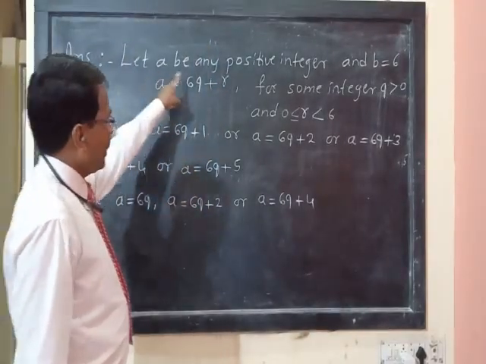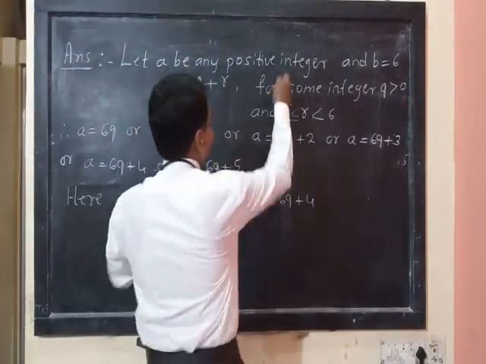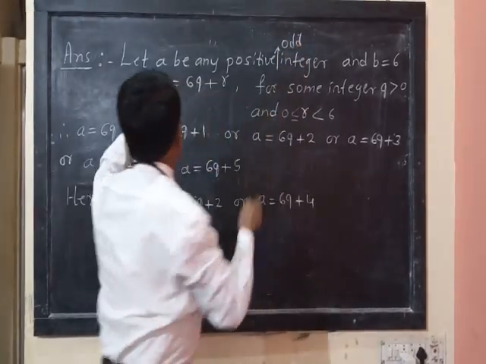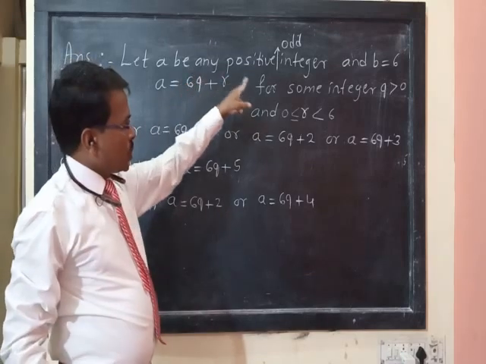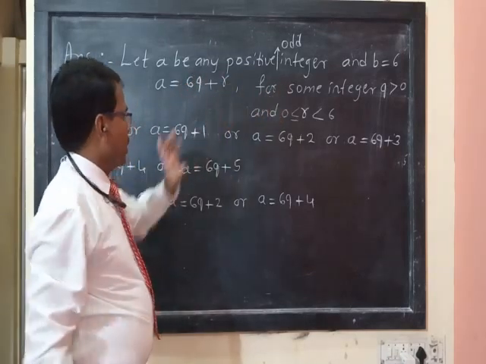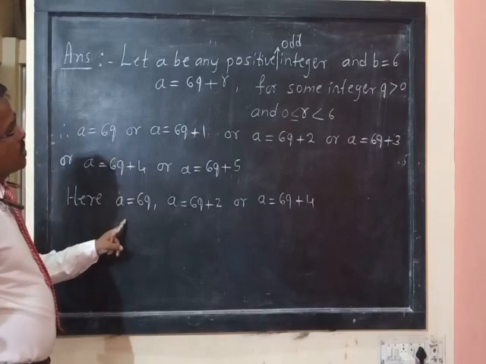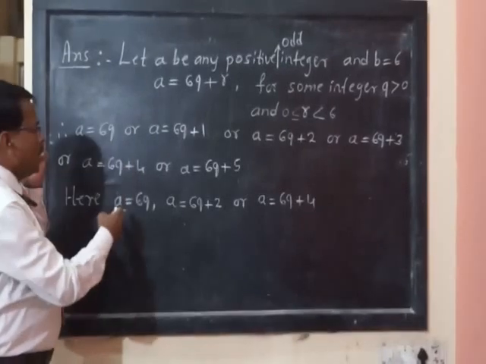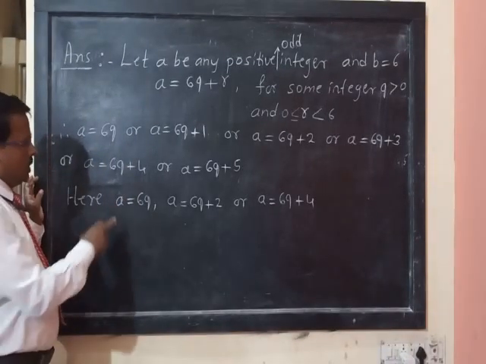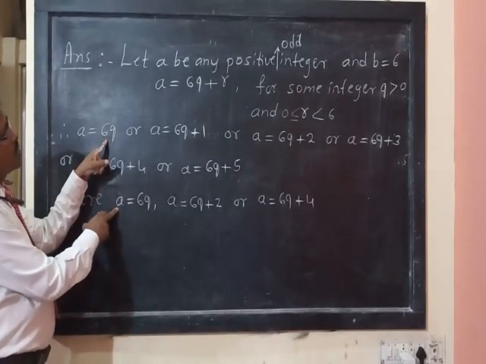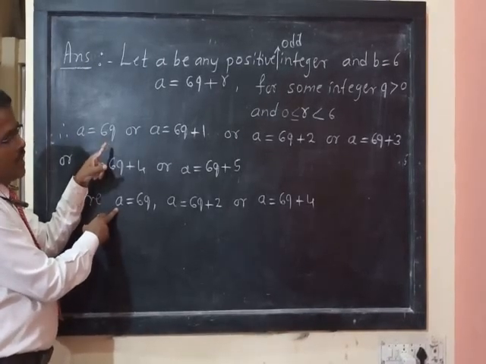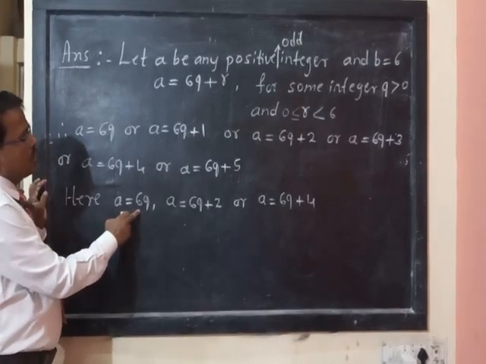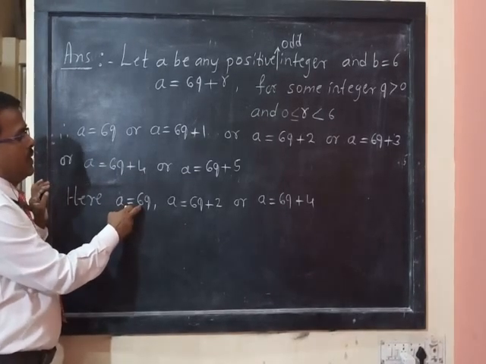Here let a be any positive odd integer. We have to write odd here because they have told. Let a be any positive odd integer and b equal to 6. So a equal to 6q, 6q plus 2, 6q plus 4. These are all divisible by 2. Here 6q means remainder is 0. If remainder is 0, that is divisible by 2. Means 6q is divisible by 2, since 6 is divisible by 2.